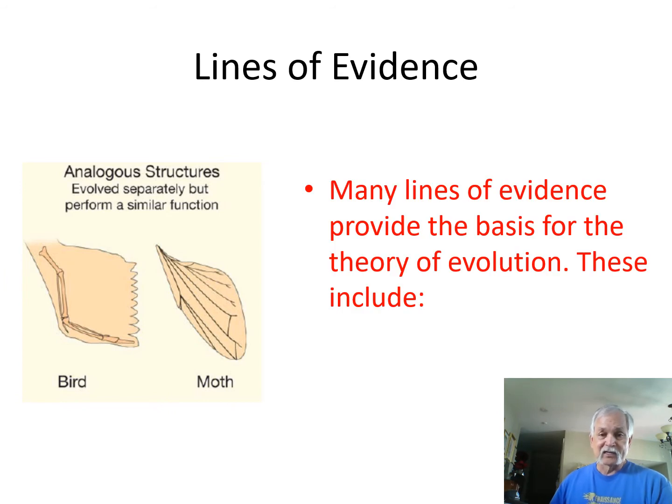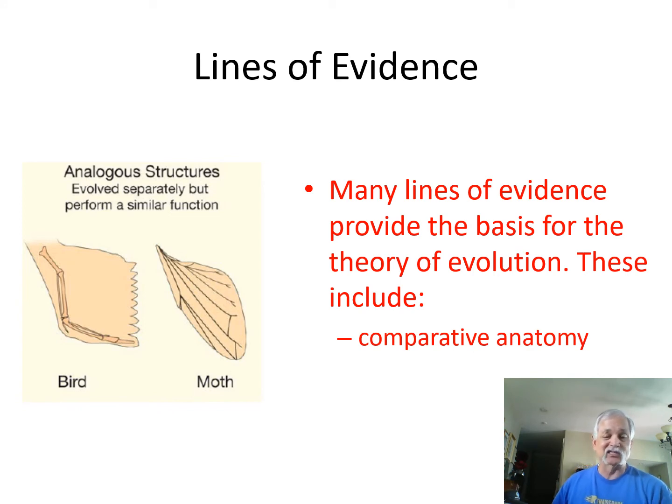So, some of the lines of evidence include comparative anatomy. We look to see how we're similar to other things. How are we similar to chimpanzees? How are we similar to cats? How are we similar to frogs? Obviously, we have a great deal more in common with apes and chimpanzees than we do with frogs or snakes, but we do have some similarities. So we do comparative anatomy.